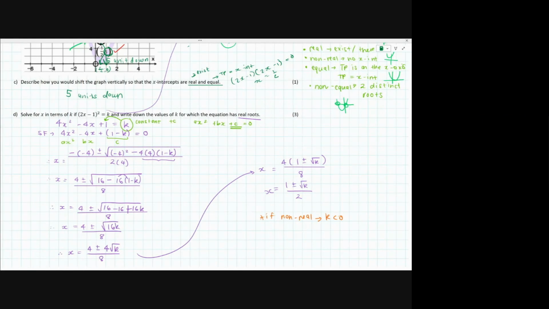If k was negative, I'm square rooting a negative value. It's not possible to get a value. So that would create a non-real solution, which means a real solution would be a situation where k is greater than 0. As long as k is positive, whatever happens underneath that square root will give me a real solution, which means I will have real roots.